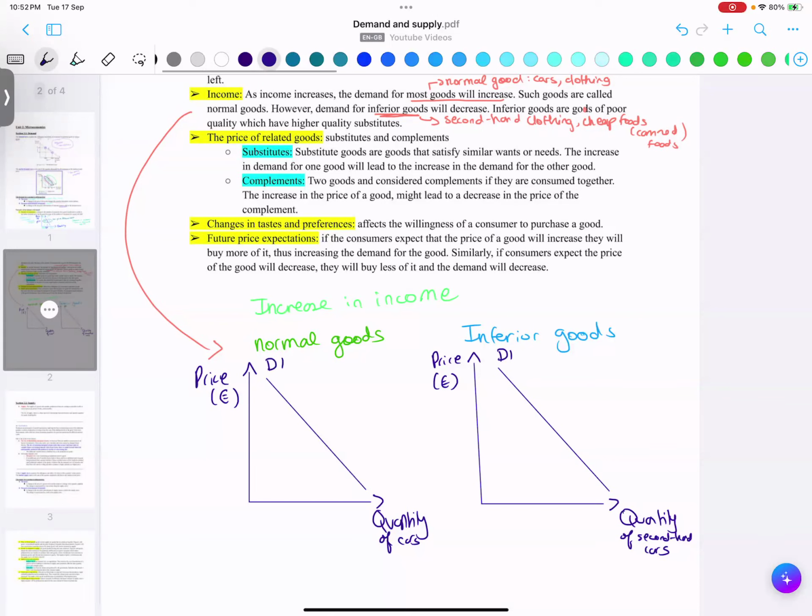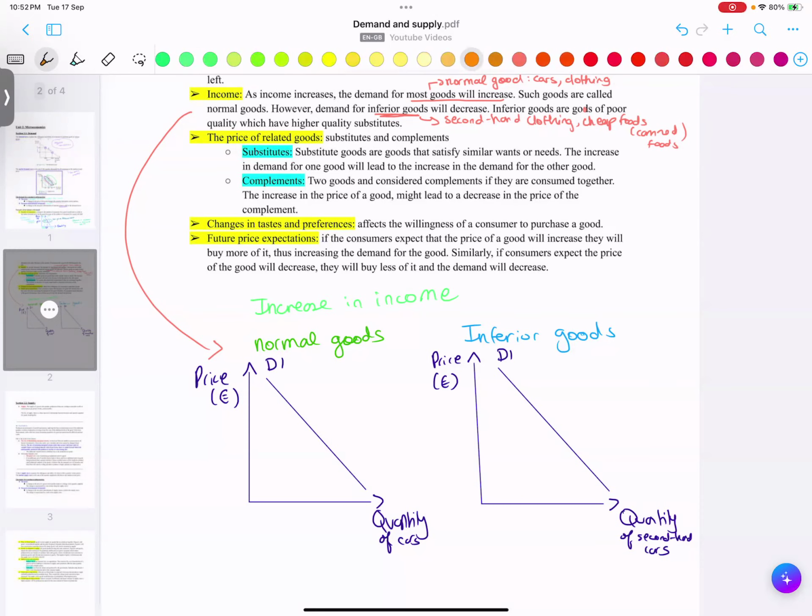So when there's an increase in income, right? Now we're going to show you what's going to happen. So in this case, for the quantity of cars, the demand is going to shift to the right. We're going to call this D2. Okay. Then the demand for the second-hand used cars will shift to the left. Okay, so D2. And basically that's what's going to happen. Okay, because these are inferior, these are normal goods.